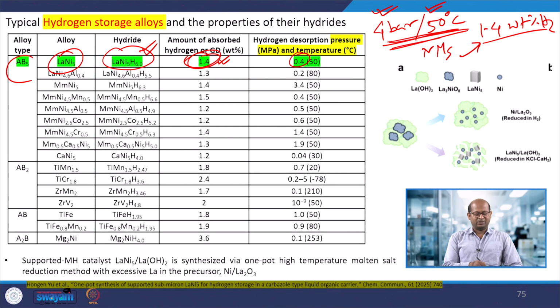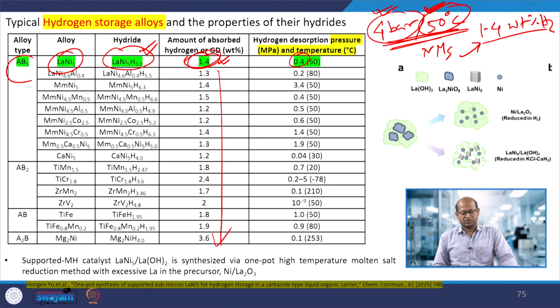Apart from that, there are some other metal hydrides also available. Alloy-type materials can also store a good amount of hydrogen, not significantly high, but the good thing is the low temperature, 50 degrees centigrade, and low pressure. Actually this is the desorption temperature and pressure. So 50 degrees centigrade is the desorption temperature, which is good.